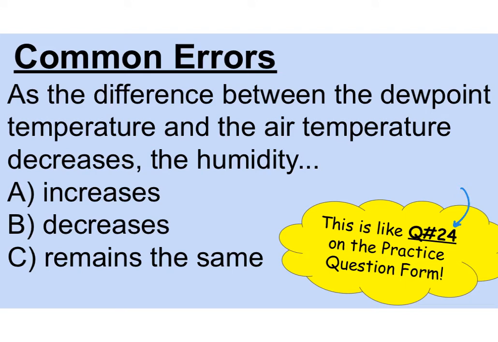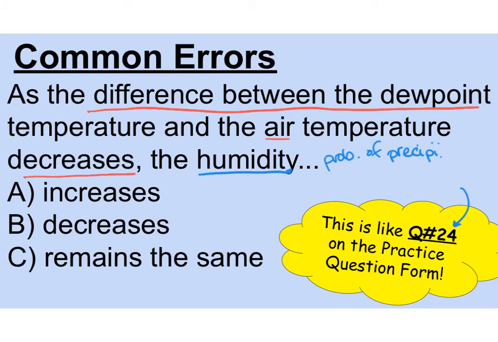All right, let's try another one. This one is like question number 24 on your practice sheet. And again, if the humidity is really high, you're also going to have a higher probability of precipitation, a higher chance of rain. I think this one is challenging because of the phrasing of the question. It says, as the difference between the dew point and the air temperature decreases. The difference. What does that mean?